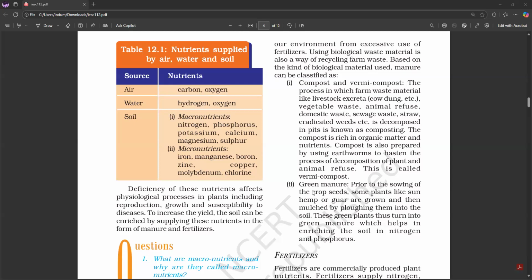The compost is rich in organic matter and nutrients. Compost is also prepared by using earthworms to hasten the process of decomposition of plant and animal refuse. This is called vermicompost.